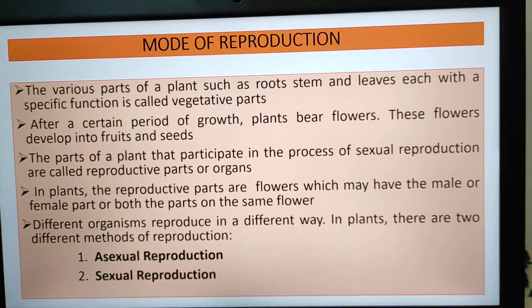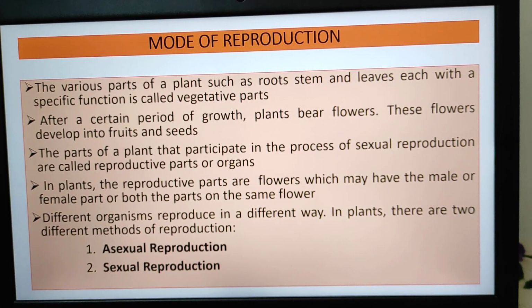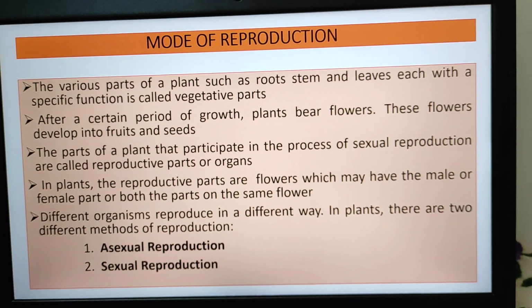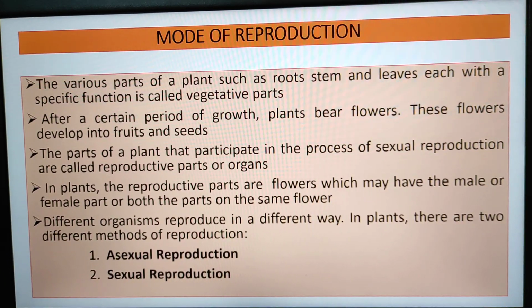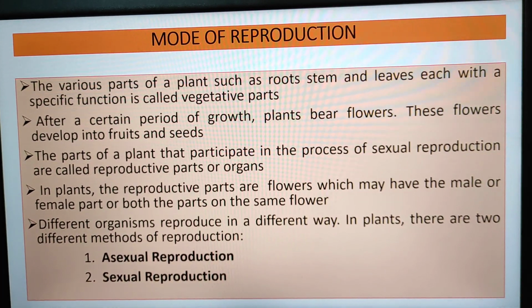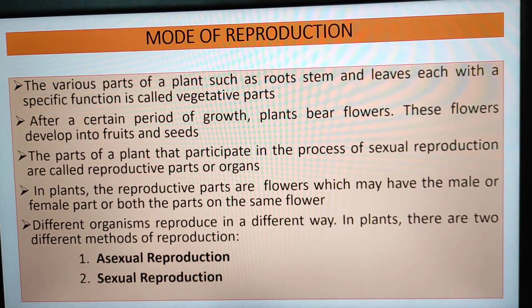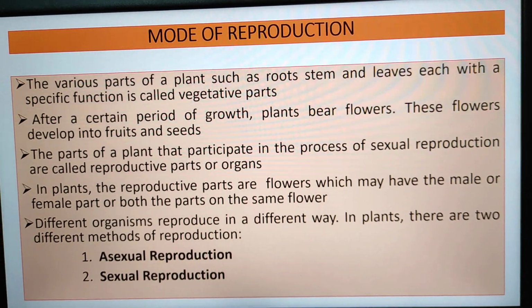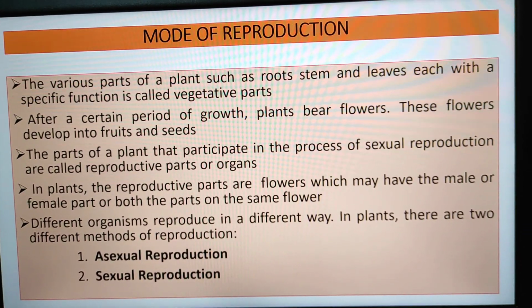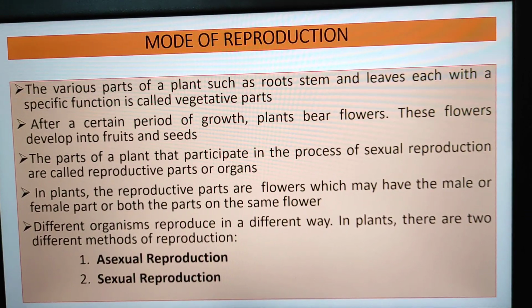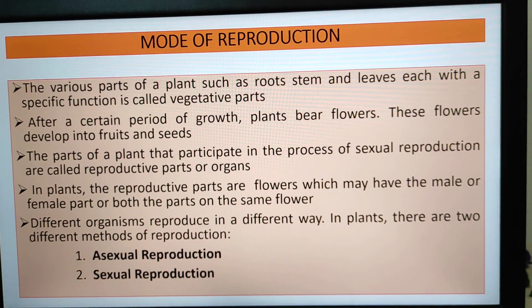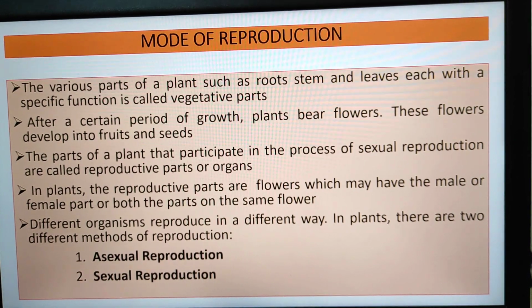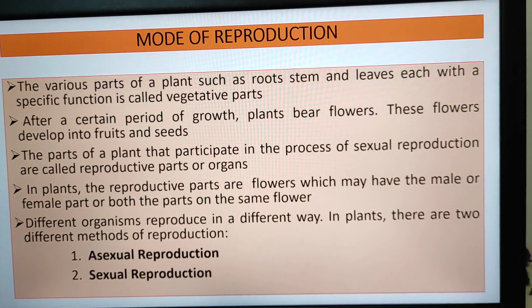Modes of reproduction. The various parts of a plant, such as roots, stem and leaves, each with a specific function, are called vegetative parts. After a certain period of growth, plants bear flowers. These flowers develop into fruits and seeds. The parts of a plant that participate in the process of sexual reproduction are called reproductive parts or organs.